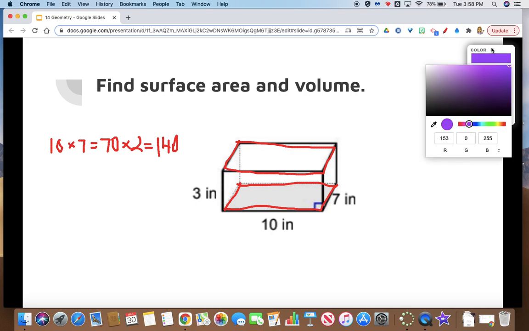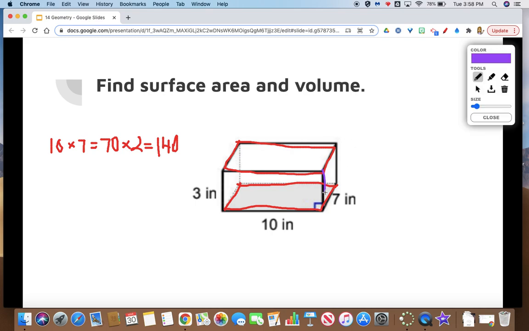Let me grab another color. Let's look for another rectangle on our figure. We have the sides. This side has dimensions of 7, and this vertical line is the same as this line, 3. 7 times 3, which gives us an area for that side of 21. We have the same figure across from it with the same dimensions. So that means we have 2 rectangles with an area of 21. So we're going to double it, which gives us 42.